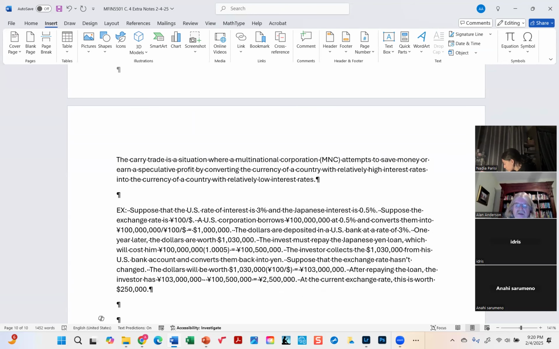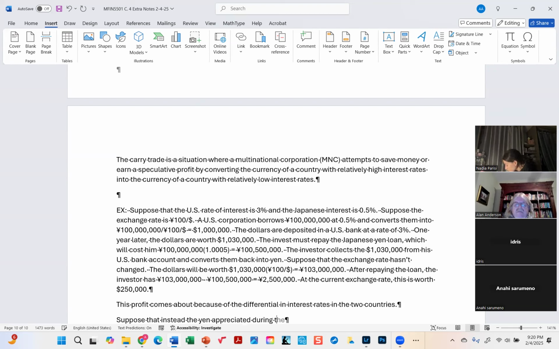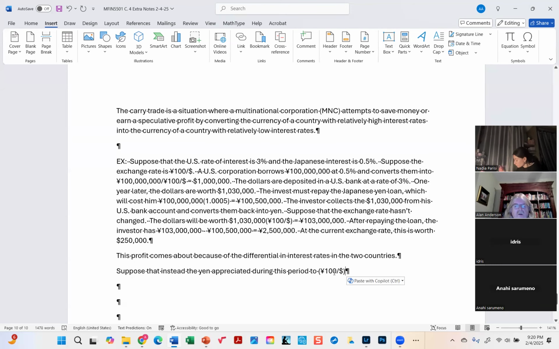So this profit comes about because of the differential interest rates in the two countries. Now, here's the tricky part. Suppose that during this period, the yen appreciated to 80 yen per dollar. What would have happened?